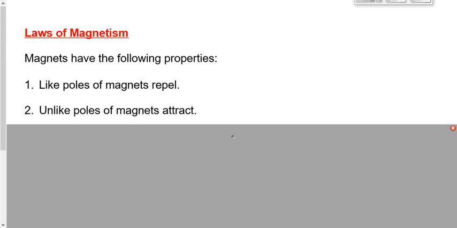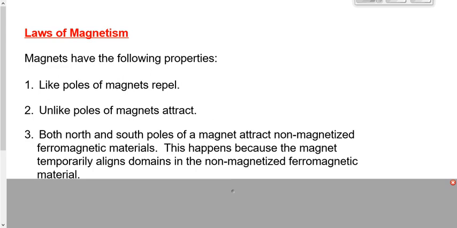Is it the ferromagnet? Yes, because they don't attract pieces of paper, right? You don't have a magnet attracting a piece of paper, a non-magnetized piece of paper. You have a magnet attracting a non-magnetized ferromagnetic material. The reason that happens, not because of an induced temporary separation of charge, but rather because of a temporary alignment of domains.